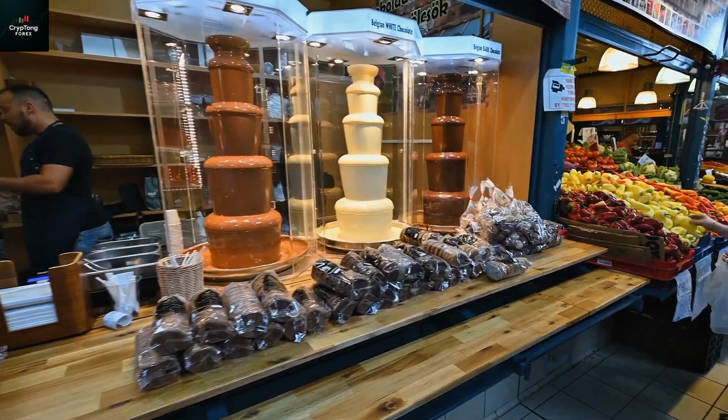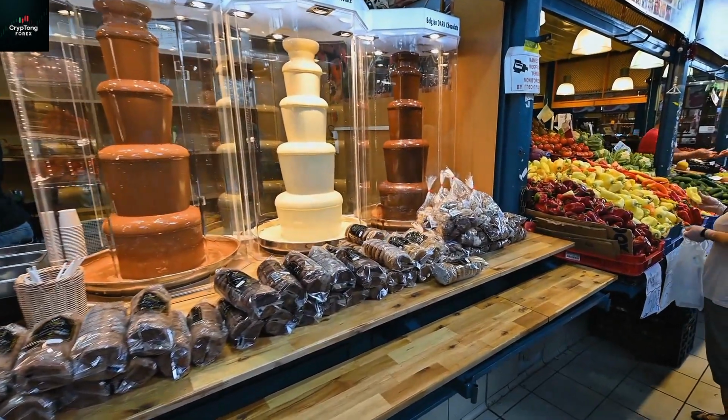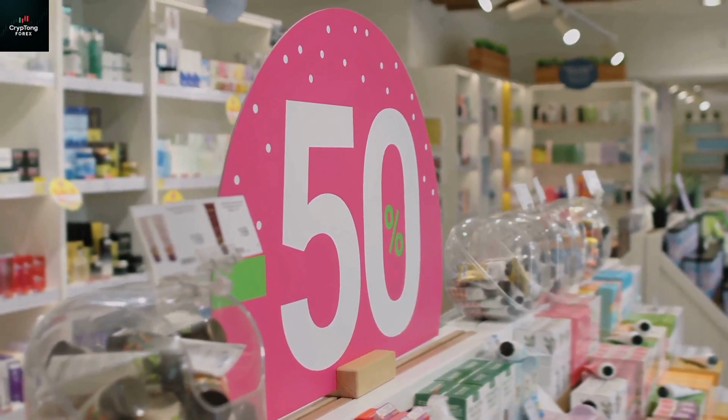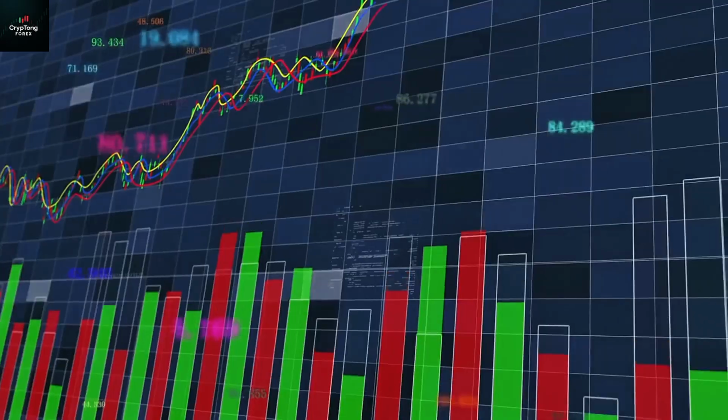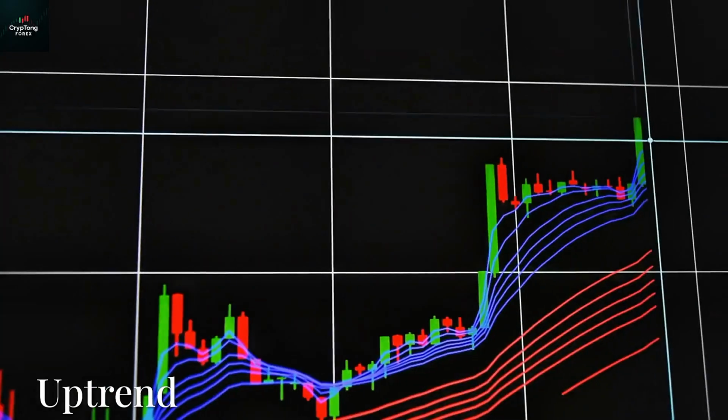Now the opposite, oversold. Let's say everyone's selling the same chocolates, the price drops fast. At some point it's so cheap that buyers start coming in again. That's oversold. Prices might start going up from there.